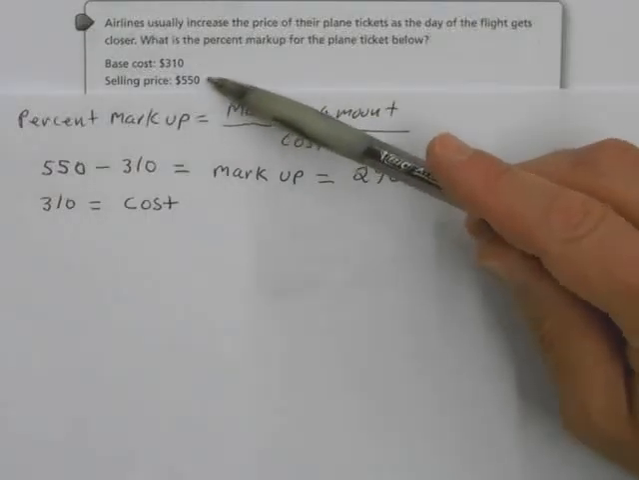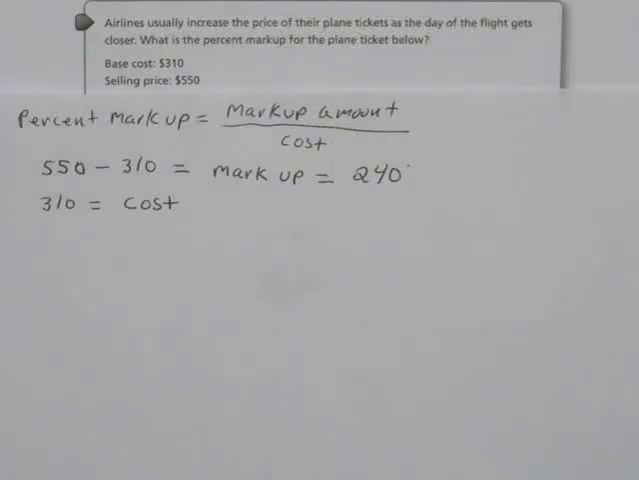Okay, as we said, the percent of markup is the markup amount divided by the cost. So the first thing I need to find is the markup. If I take that selling price of $550 and subtract from it the cost of $310, I get $240. This is all in dollars. Now I need to divide that $240 by $310.